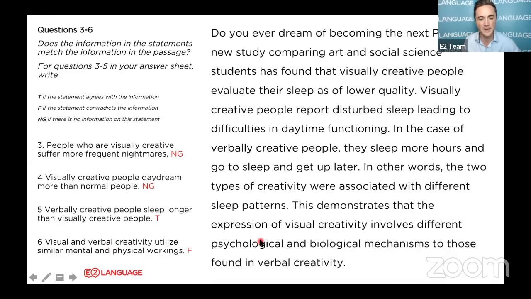So this one is false. The expression of visual creativity involves different, here it says similar. So there's the difference. There's the direct contradiction, similar versus different. So if you had not given, true and false, they are the correct answers. Please put a smiley face into the chat if you got that.